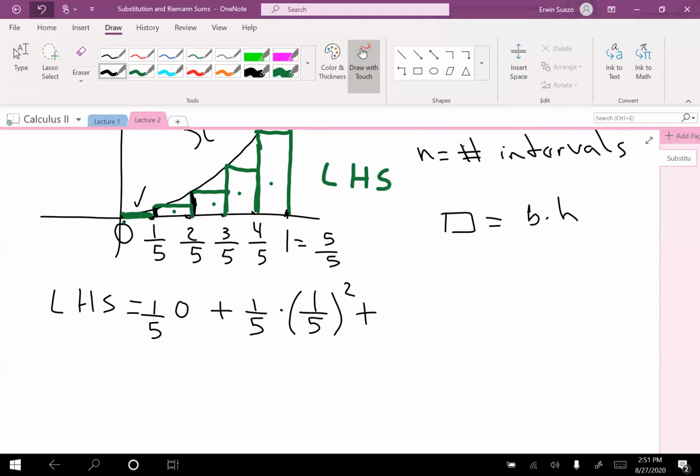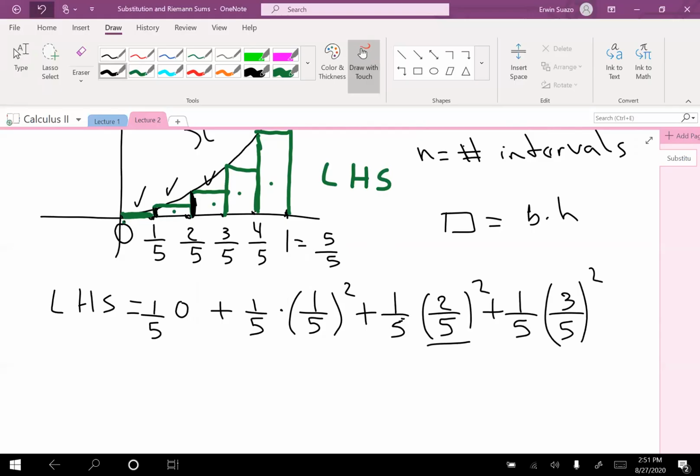So I do this one and this one. Now the next one. My base is 1/5, right? All of them have the same base. And now what am I gonna plug in here? What is inside of the square over here? 2/5. That's correct. And you just keep going. You see, this is easy. Then plus the next one is 1/5. Everybody has 1/5 base. What is the height for the next one? 3/5 squared. Thank you.